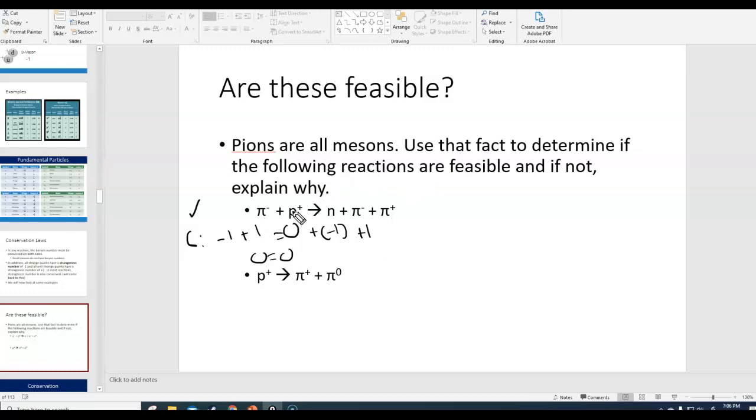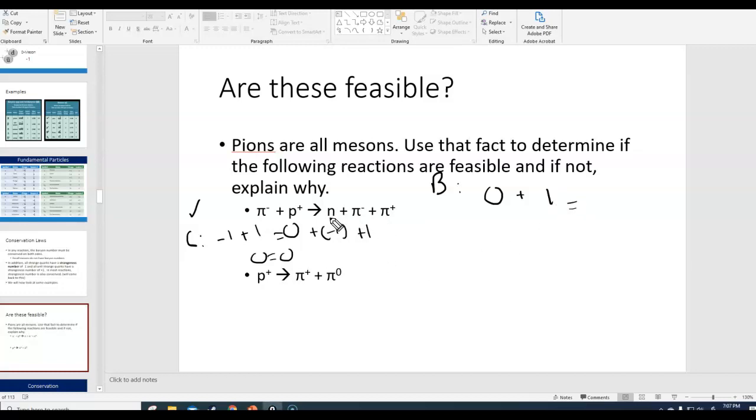Now, normally we'd check conservation of lepton number next, but there are no leptons anywhere in this equation because pions are mesons, protons and neutrons are baryons. All of these particles are hadrons, and so they're not leptons at all, so there is no lepton number to check. But let's take a look at baryon number. A pion is a meson, which means it has a baryon number of 0. A proton is a baryon, it's up, up, down, and so that has a baryon number of 1.